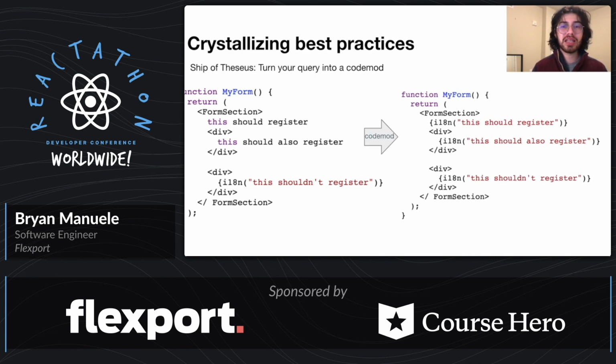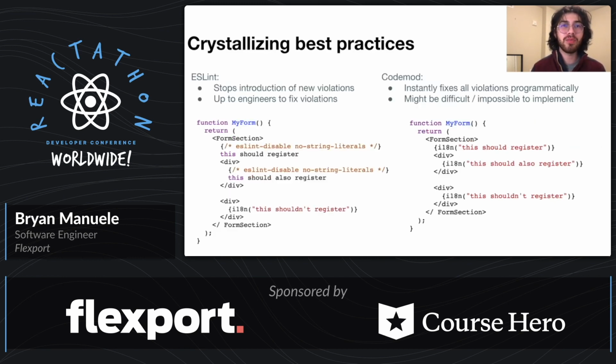Now, using a codemod isn't always possible. For instance, there might be too many edge cases or a lot of complexity. But in general, you should always favor writing a codemod. And if you can't, definitely go for an ESLint rule. So yeah, those are two ideas on how you can crystallize best practices.